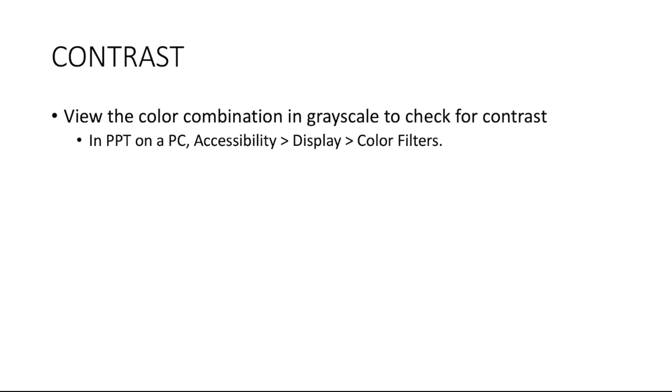Contrast is a really important part of accessible design. The accessibility check in PowerPoint does include contrast, but you can also check it yourself by viewing your presentation in grayscale. This is the breadcrumb path for that if you use a PC. Under Accessibility, select Display and then Color Filters. If you use a Mac like me, you can use a web-based contrast checking tool instead.